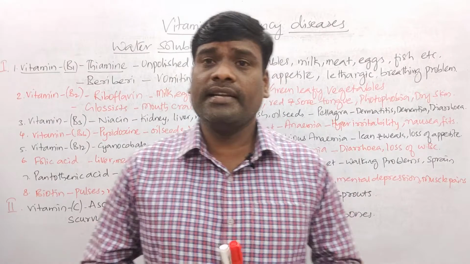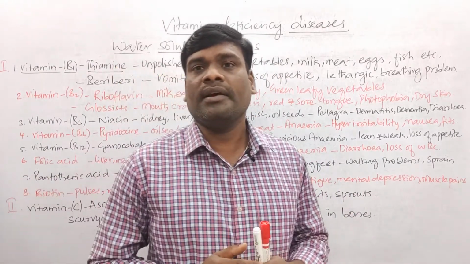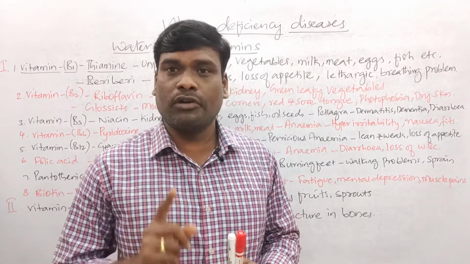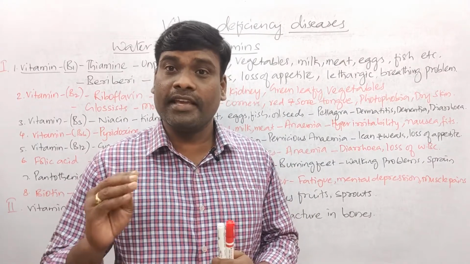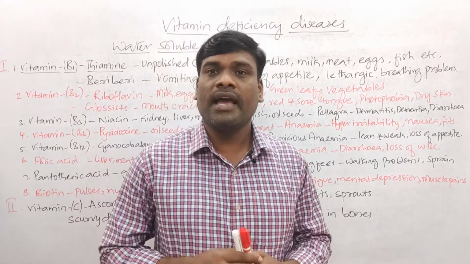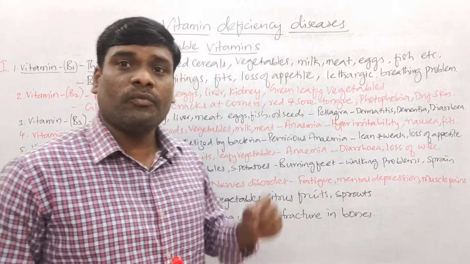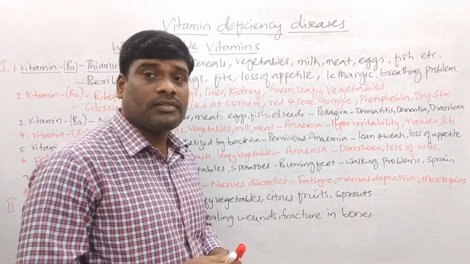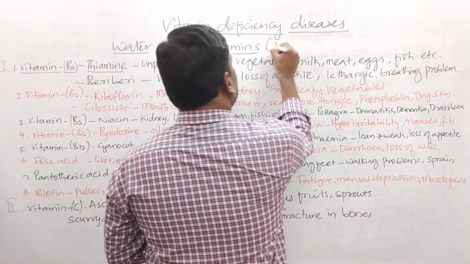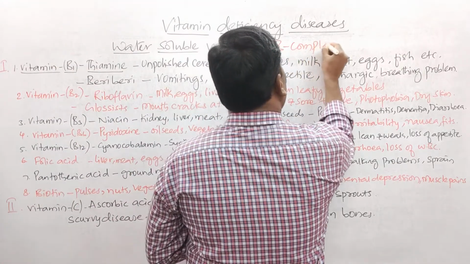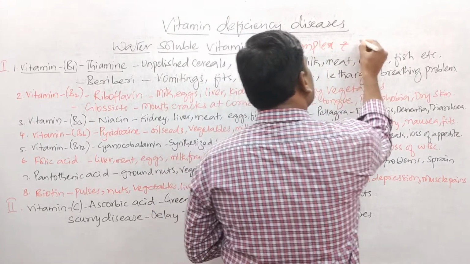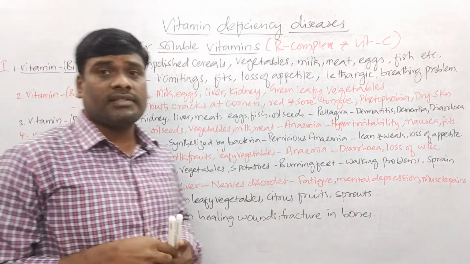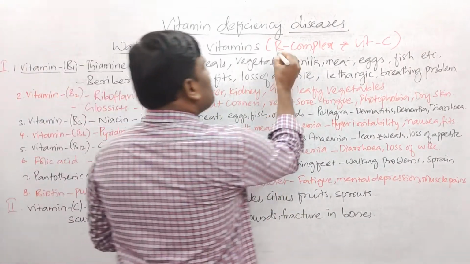So we have already studied that vitamins are classified into two types based upon their solubility. The first one is fat soluble vitamins. They are A, D, E, K, which we have already discussed, and the second type is water soluble vitamins. So what are water soluble vitamins? B complex and vitamin C are water soluble vitamins.